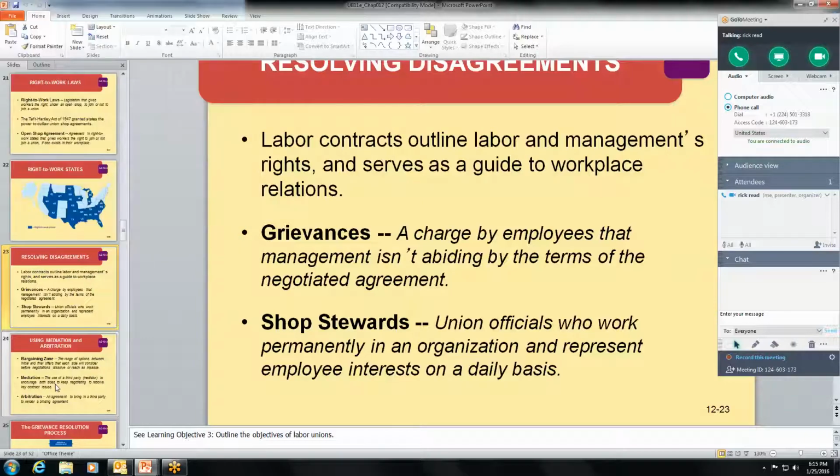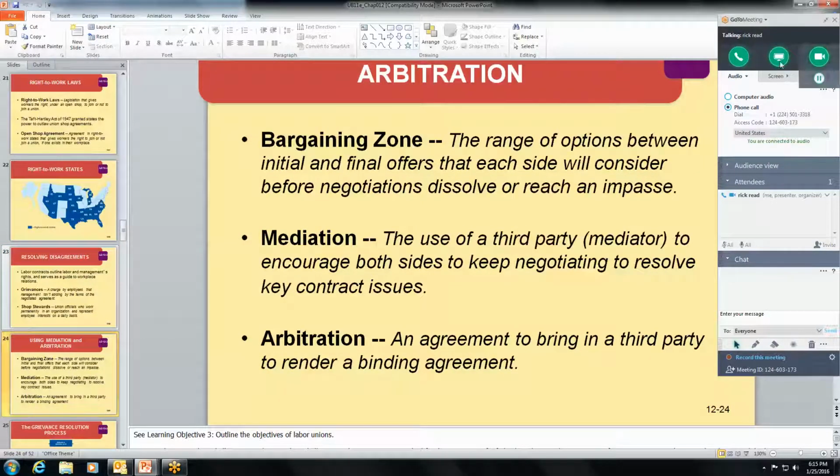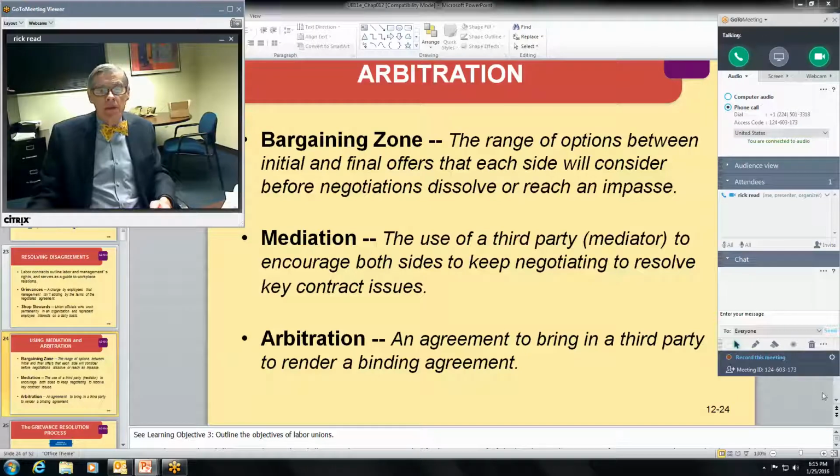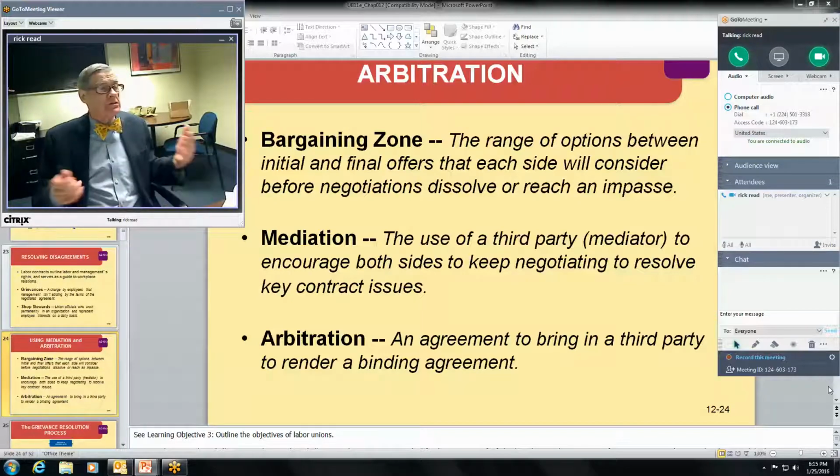Within the bargaining zone, there are initial offers and final offers, which each side will have. And then we have the mediator. This is a third-party person who encourages both sides to keep talking, but does not have the power to act. An arbitrator, on the other hand, has the power to make a decision, and his or her decision is binding. Both sides have agreed to use the arbitrator.